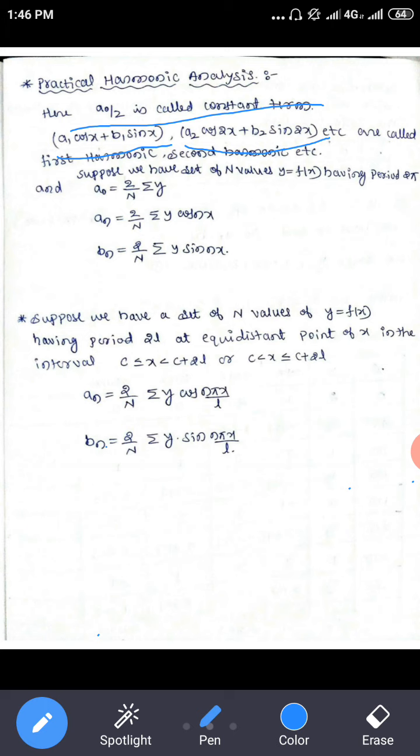Suppose the interval is 2 pi, so you use these formulas: A naught equal to 2 by capital N summation of y, An is 2 by capital N summation of y into cos of nx, Bn is 2 by capital N summation of y into sin of nx. If the length of the interval is 2L, you can use An equal to 2 by capital N summation of y into cos n pi x divided by L, Bn equal to 2 by capital N into summation of y into sin n pi x divided by L.